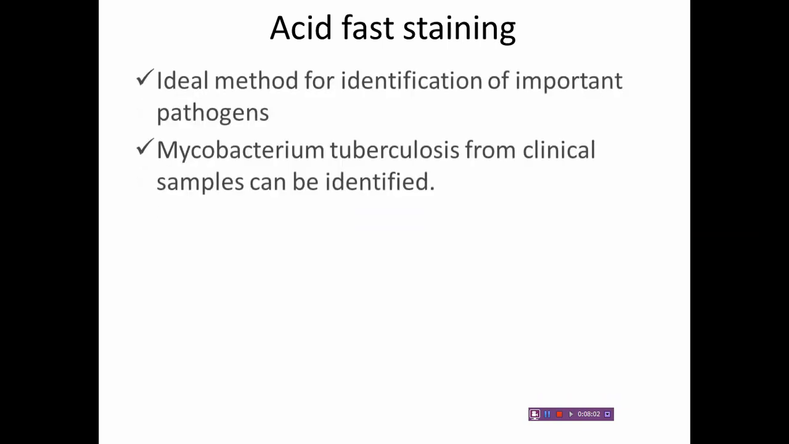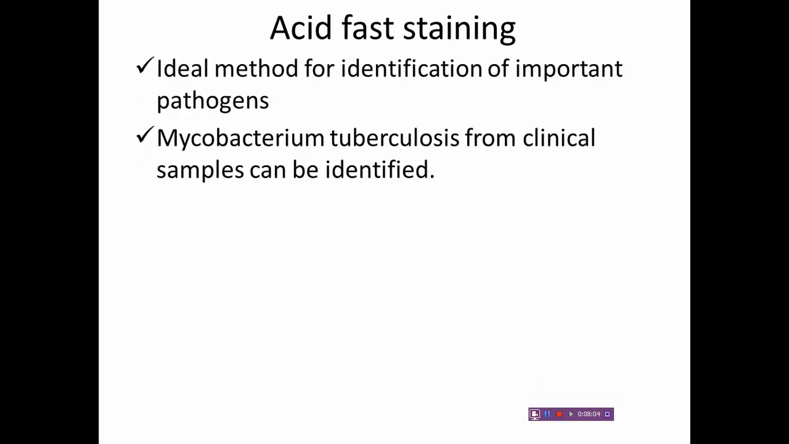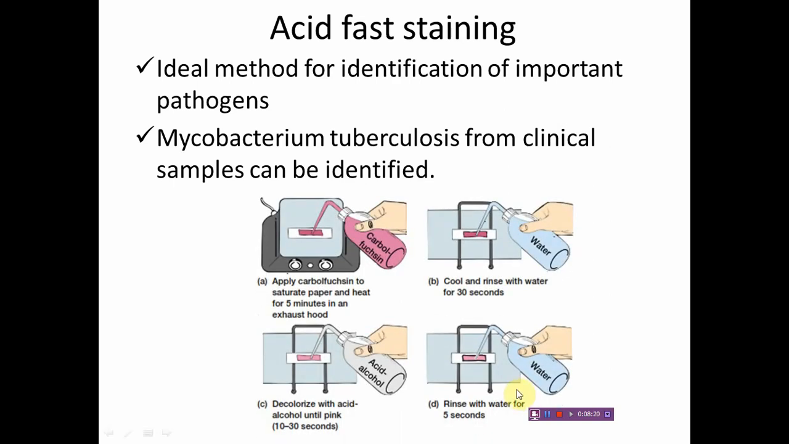Acid fast staining is another important differential staining. It is ideal for the identification of acid fast bacteria. The Mycobacterium tuberculosis, causative agent of TB, can be easily identified from the clinical samples by doing acid fast staining. The procedure of acid fast staining is like this.